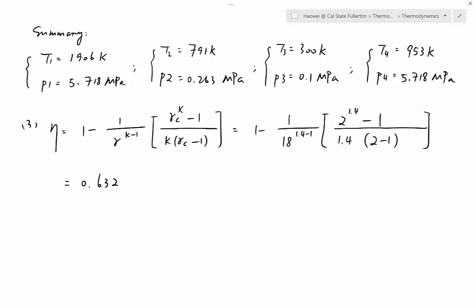So now you can see the efficiency for this diesel engine is 63.2%, which is much higher than the previous example when we had a gas engine. The efficiency was about 50%. The reason why diesel engine usually has a higher efficiency than the gas engine is it has a higher compression ratio. The higher the compression ratio is, the higher the efficiency will be.